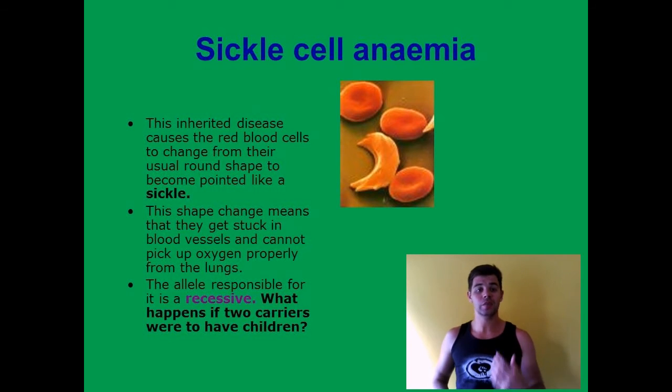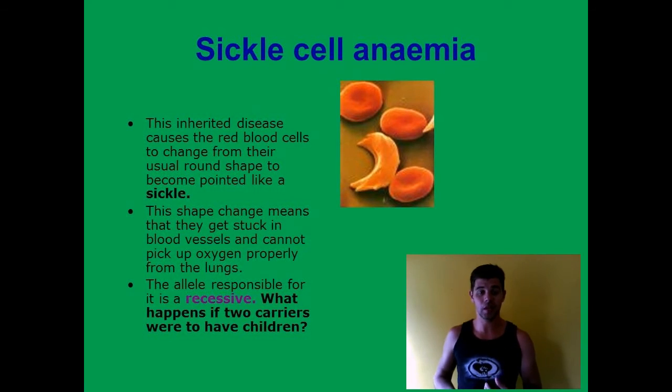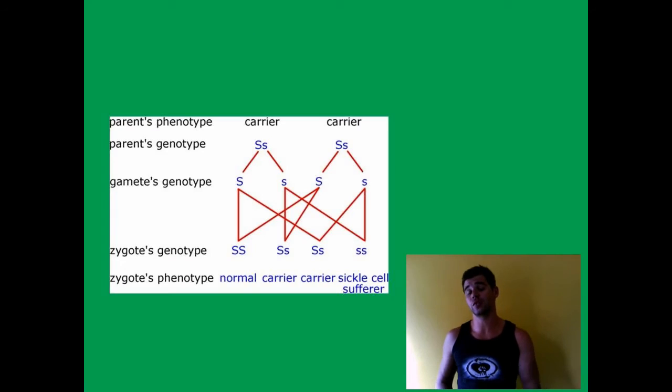Now this means that the oxygen cannot be carried as efficiently because the cells get stuck in blood vessels, they can't pick up oxygen efficiently, they can't carry oxygen. So people with sickle cell anemia get tired very easily, they can't do that much physical exertion. There is one upside to it, it does prevent you getting malaria, but having said that, ultimately it's not really worth it. So the allele responsible for sickle cell anemia, much like cystic fibrosis, is recessive. So it's the same thing.